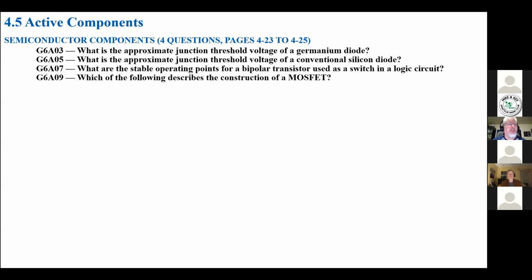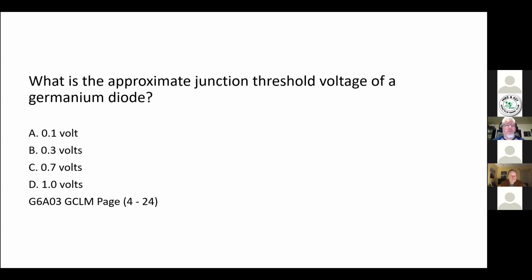Okay, next section is active components, semiconductor. 4 questions. What is the approximate junction threshold voltage of a germanium diode? A, 0.1 volt, B, 0.3 volts, C, 0.7 volts, or D, 1.0 volts? Bravo. Germanium is B, 0.3 volts.